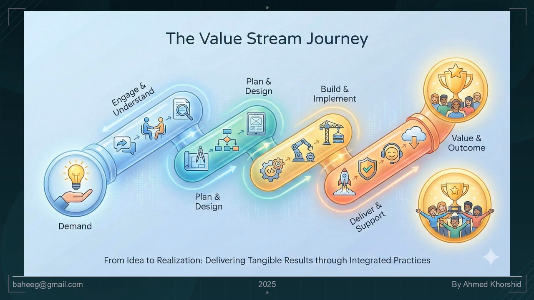The flow culminates on the right in a value and outcome icon, a trophy or smiling customer. The style should be clean, modern infographic with a slight isometric perspective, using a cohesive color palette that flows from cool to warm tones as it moves left to right.